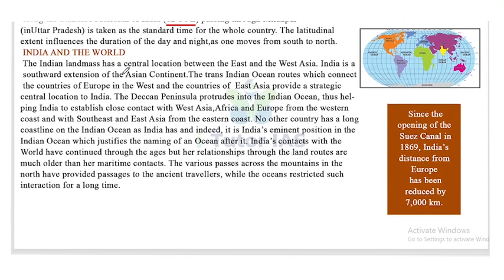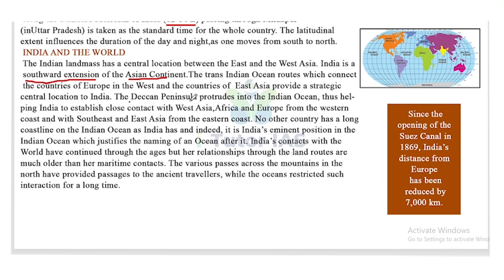The Indian landmass has a central location between the East and the West Asia. India is a southward extension of the Asian continent. Okay, so India is the southward extension of the Asian continent. So we are in the continent. Which continent? We are in Asia. The trans-Indian Ocean routes which connect countries of Europe in the west and the countries of the East Asia provide a strategic central location to India.